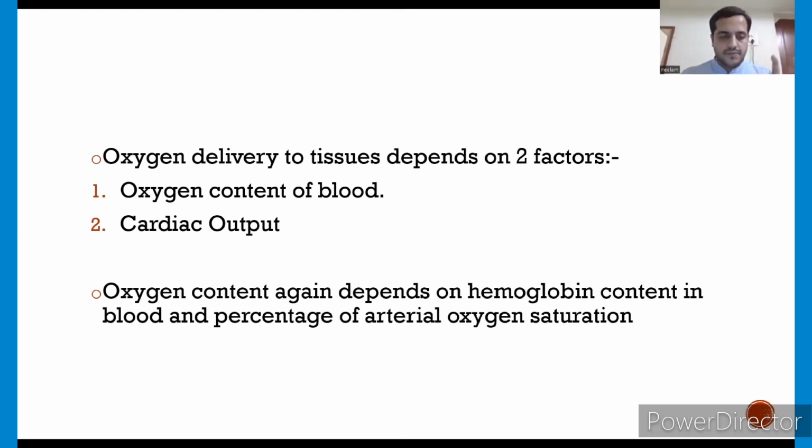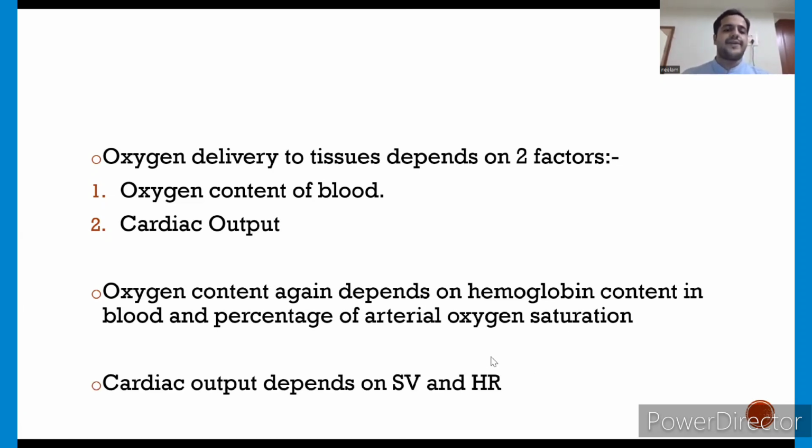So how much hemoglobin is there in the blood? Second is, of the hemoglobin which is present in the blood, how much is actually saturated with oxygen, which is something you see when you are monitoring the SpO2. Your SpO2 is nothing but the percentage of hemoglobin which is saturated with oxygen, okay.